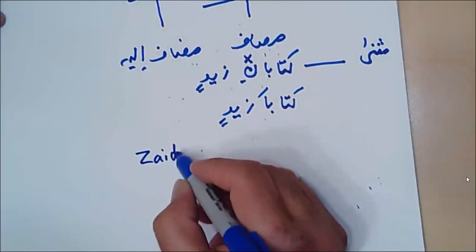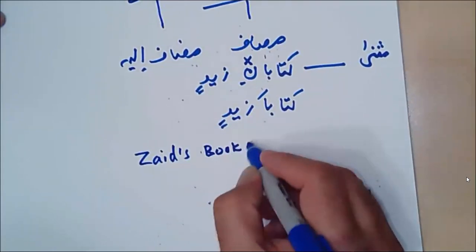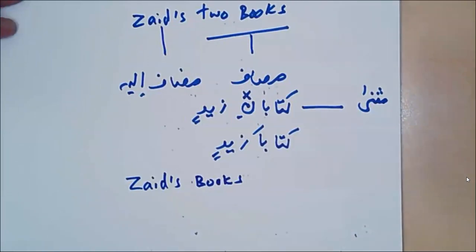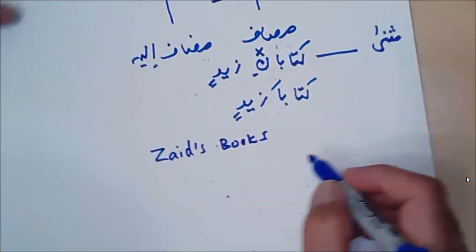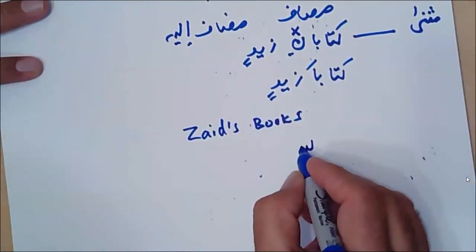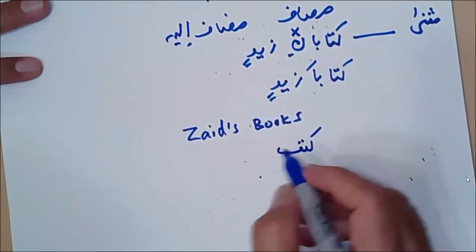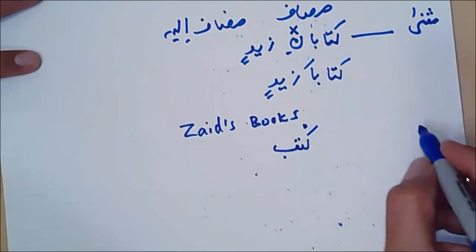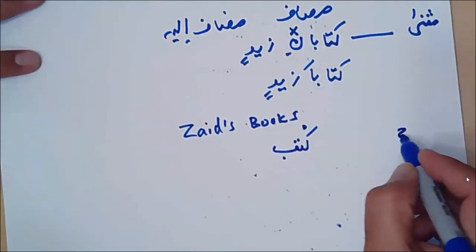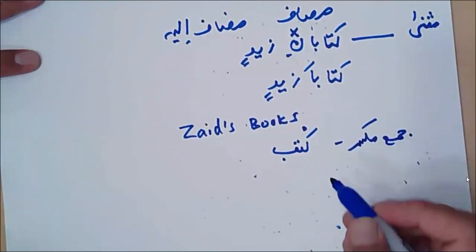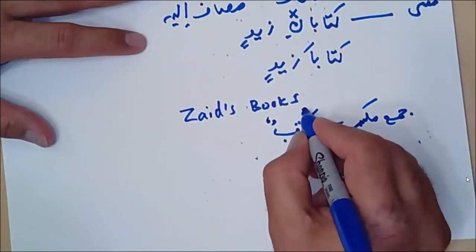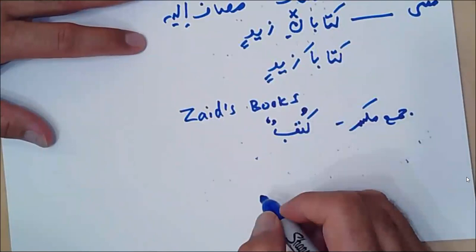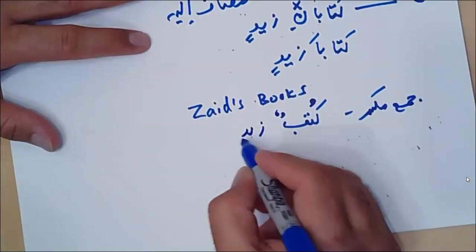If I give you another sentence, if I say Zaid's books, how many books are we dealing with here? More than two. So this is a Jama. What is the Jama of books? Kutub. Is this Jama Mukassar or Jama Saleh? Jama Mukassar. If I have to write Jama Mukassar, in default form it will be Kutubun. Correct? Making sense? And here it will be Zaidun.